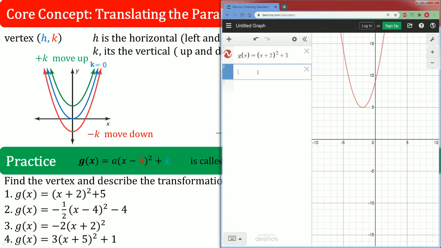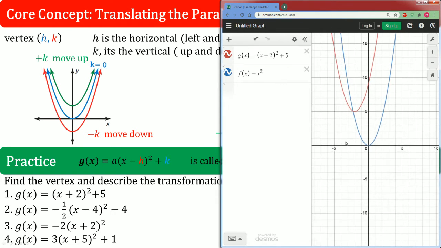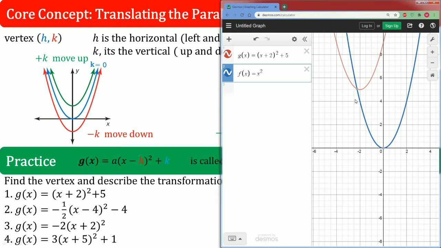The original can be seen as x squared. So from the blue to the red, you should see that the parabola moves 2 to the left, then 5 up.